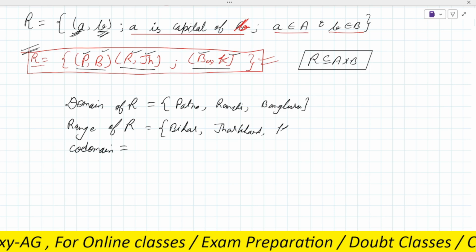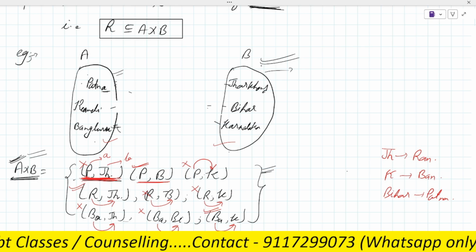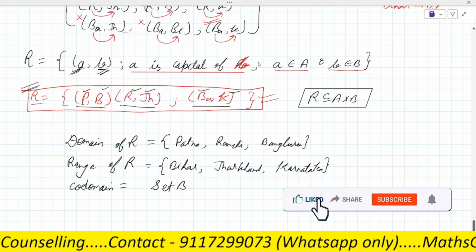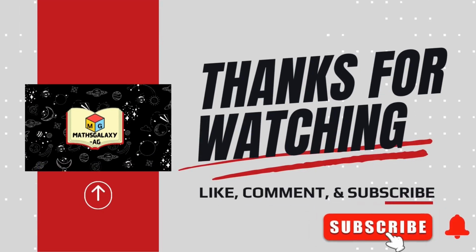Is it clear? And the codomain will be the set B, the whole set B. See here, this set B will be known as the codomain. So these are the basic points which we have to remember in relation. In the next class, we will learn the types of relation.